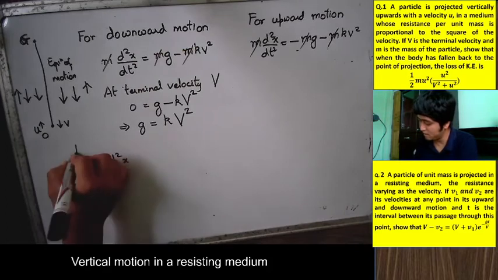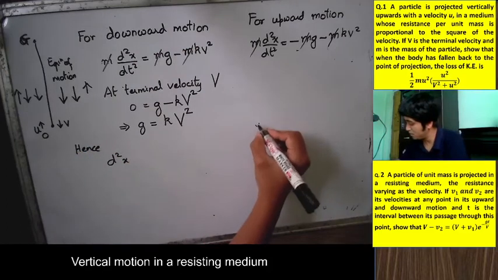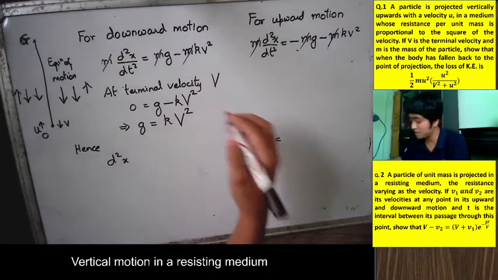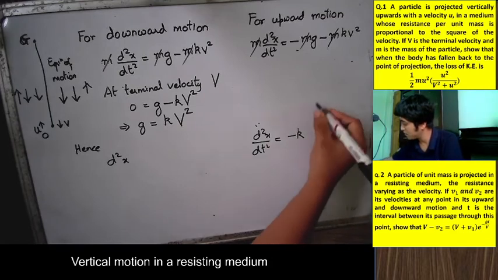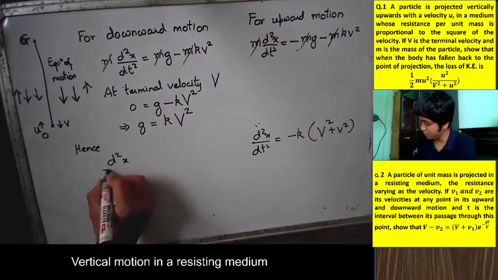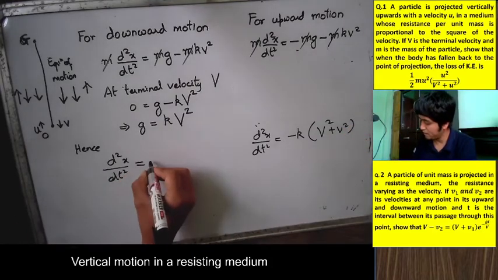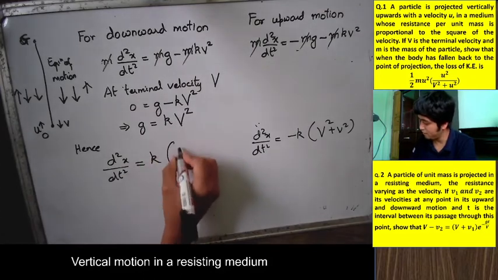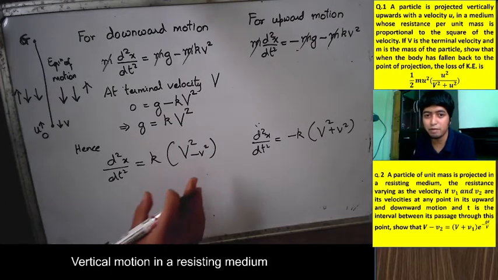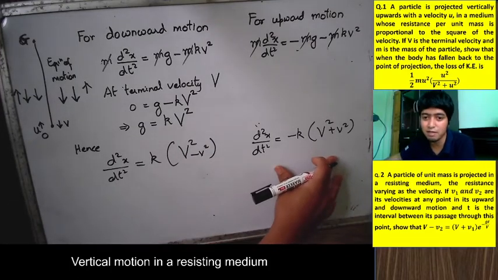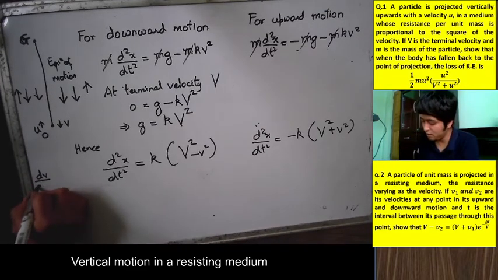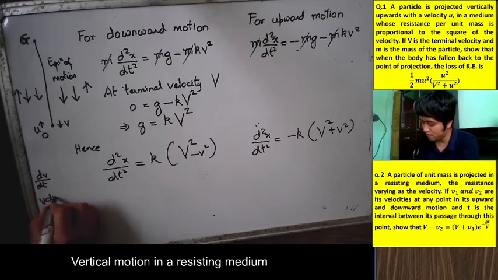Hence for both, d2x dt square will be minus g minus kv square. We can take k common, and over here we'll have g, which is kV square, so k V square minus small v square. So this is what we will have for the downward motion, and over here for the upward motion. But now comes our choice. Should we use dv dt or should we use dv dx?